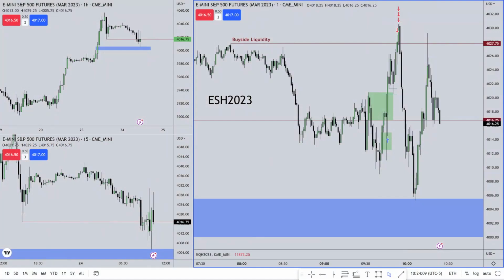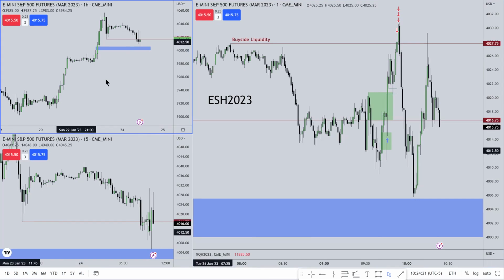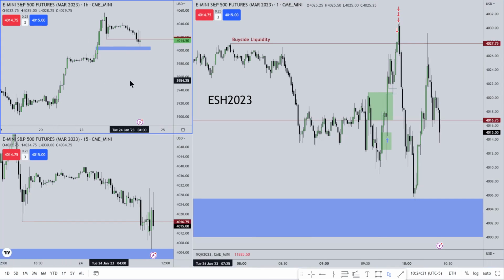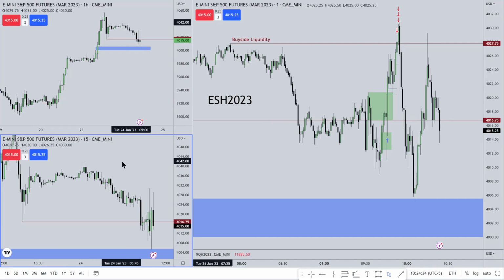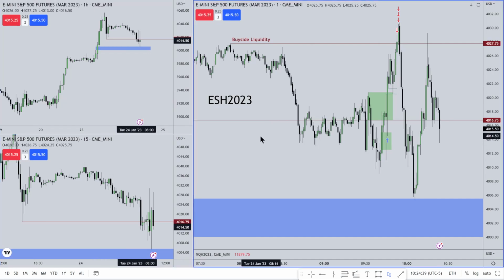Right, so we are looking at the E-mini S&P futures contract for March delivery 2023. In the upper left-hand corner, this one up here, that's the hourly chart, and the lower left is the 15-minute time frame, and the larger chart to the right is the 1-minute chart. All the same market, just different time frames.